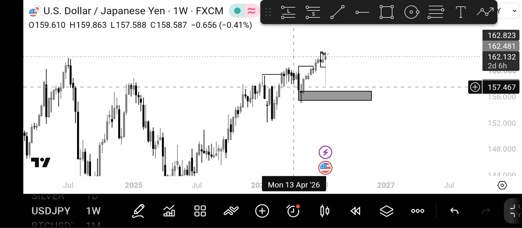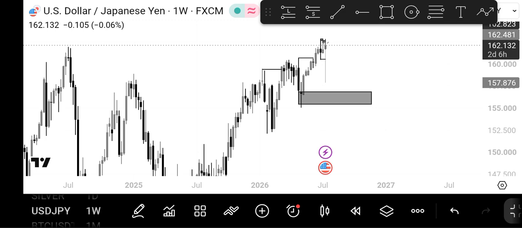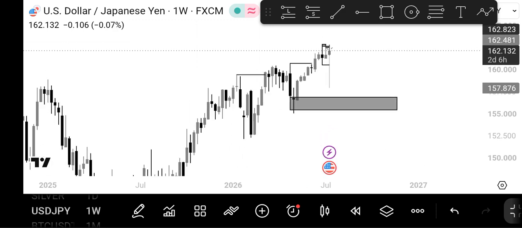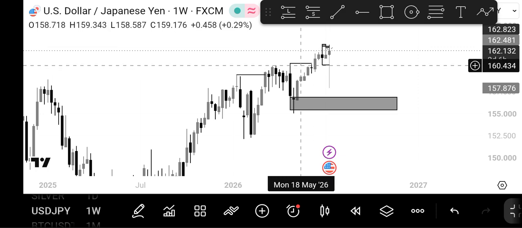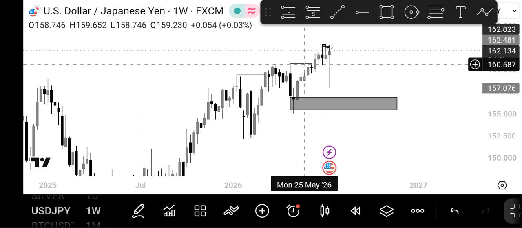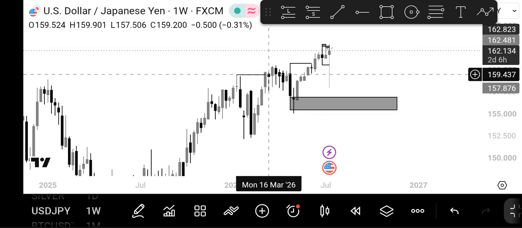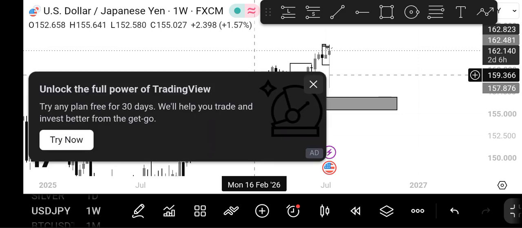Now, what we're going to be focusing on the weekly time frame is simple. And what is that? The major recent break of structure. Now, the major recent break of structure on the weekly time frame on USDJPY is bullish. And also, the second major recent break of structure, the previous one, is also bullish.